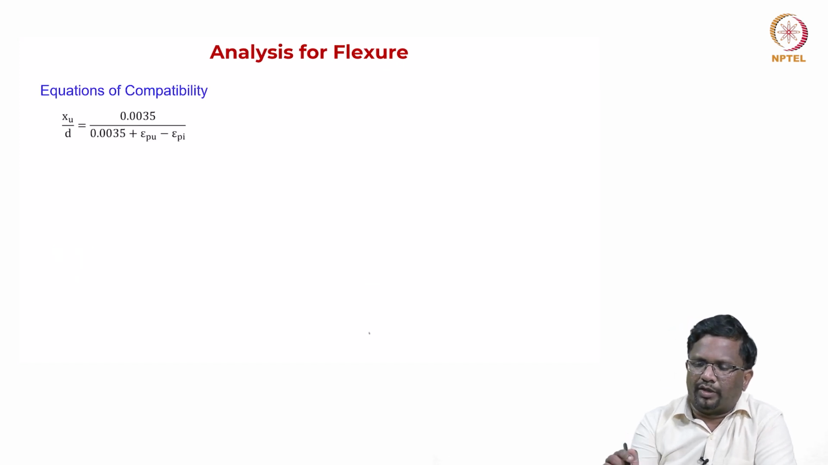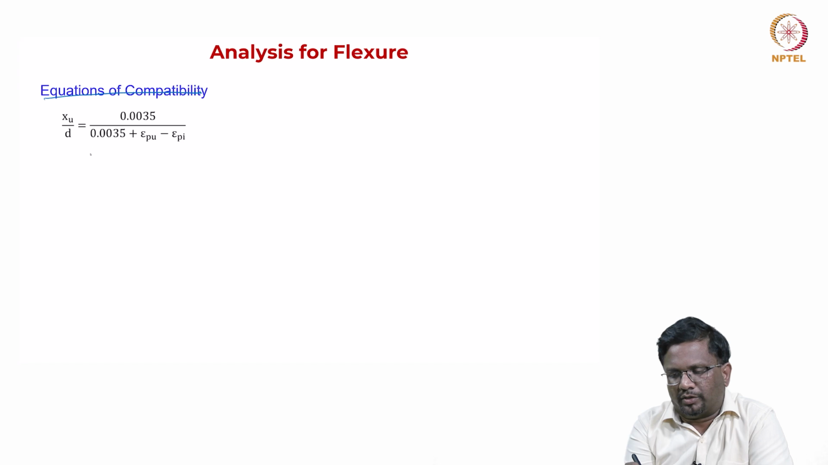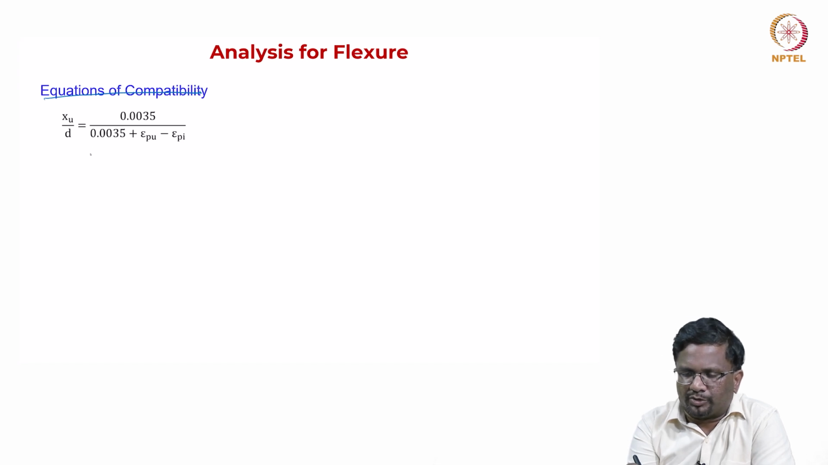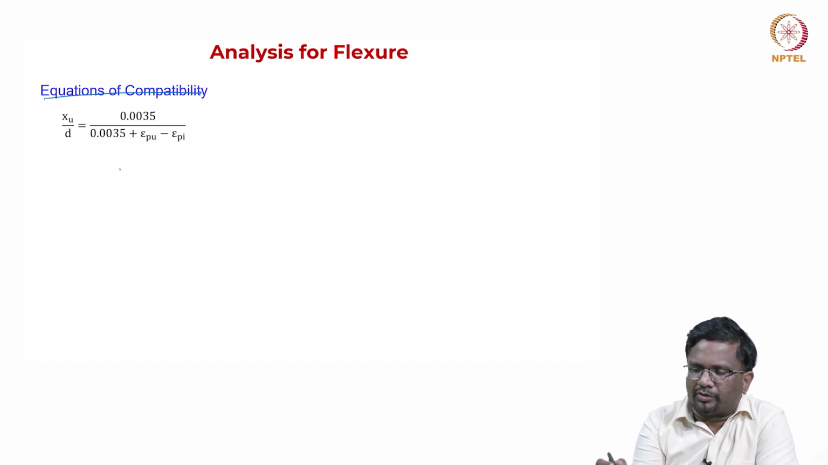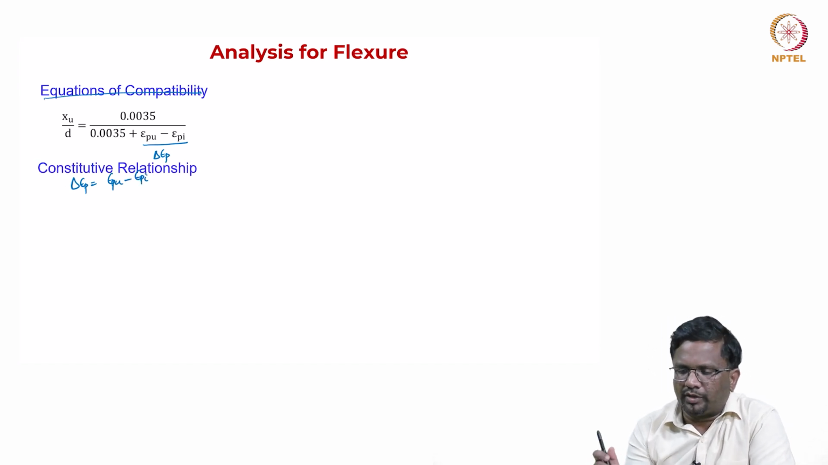So, let us look at now in detail how the equations of compatibility are coming. So, again from the strain distribution, that linear strain distribution, we can calculate this, which is nothing but your delta epsilon p. So, the delta epsilon p is nothing but epsilon pu minus epsilon pi, right.